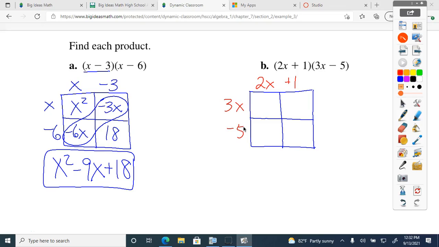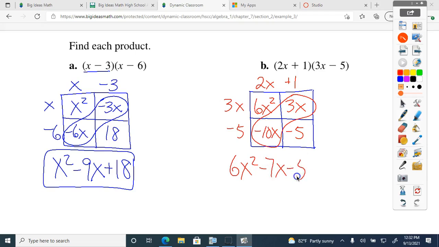What's 3x times 2x? 6x squared. X times x is x squared. 3x times 1 is 3x. 2x times negative 5, negative 10x. And 1 times negative 5 is negative 5. We have two like terms right there, so we add those up. So my final answer is 6x squared minus 7x minus 5.